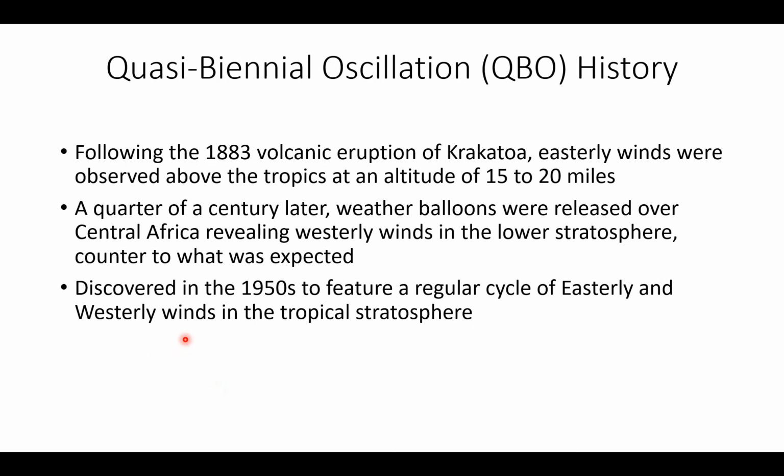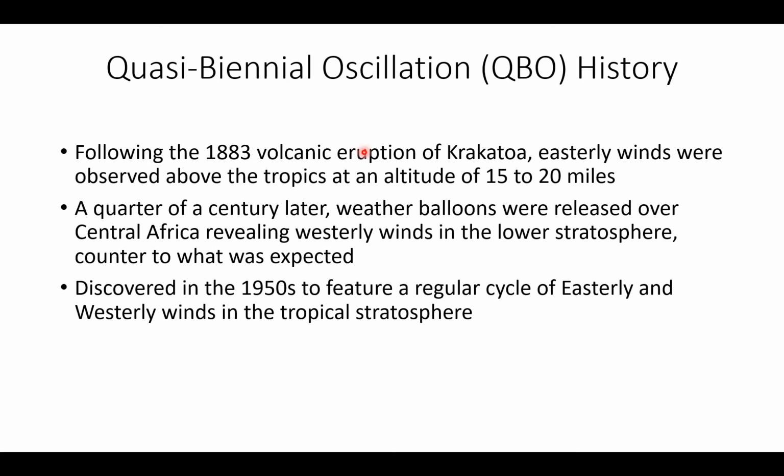Some of the history or background on the QBO. Following the 1883 volcanic eruption of Krakatoa, easterly winds were observed generally above the tropics at an altitude of 15 to 20 miles above the ground. A quarter of a century later, weather balloons were released over Central Africa, over the equatorial area, and those balloon soundings actually revealed a westerly wind in the lower stratosphere, counter to what was expected.